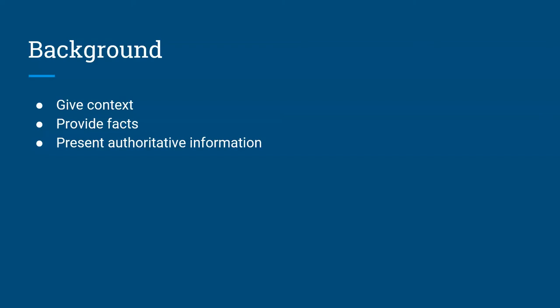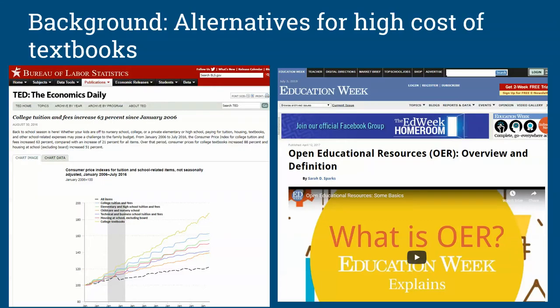Background is the easiest. These are the sources you use to learn about your topic, to give you facts and context. They may help establish the big picture of your topic. For example, if you're researching alternatives to the high cost of textbooks, you could use this report from the Bureau of Labor Statistics to show how much the costs have increased over the years, establishing the importance and urgency of your argument. You might also use this article and video from Education Week, an online magazine for educators, that defines open educational resources, one potential solution to the problem.